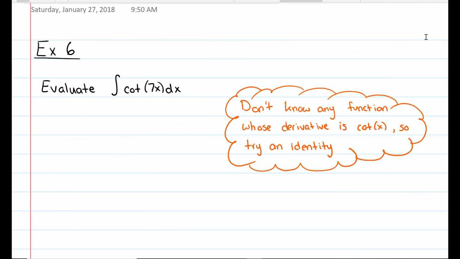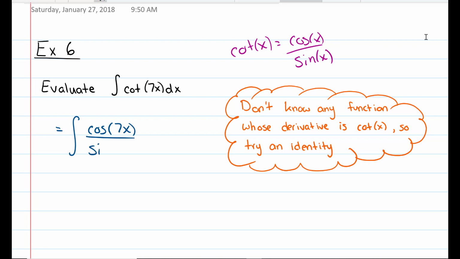If you don't know any functions whose derivative is cotangent, we can always use a trig identity. So we know that cotangent of x is equal to cosine divided by sine. So we're going to use that identity to solve this integral. So you get that this integral is equal to the integral of cosine of 7x divided by sine of 7x dx.